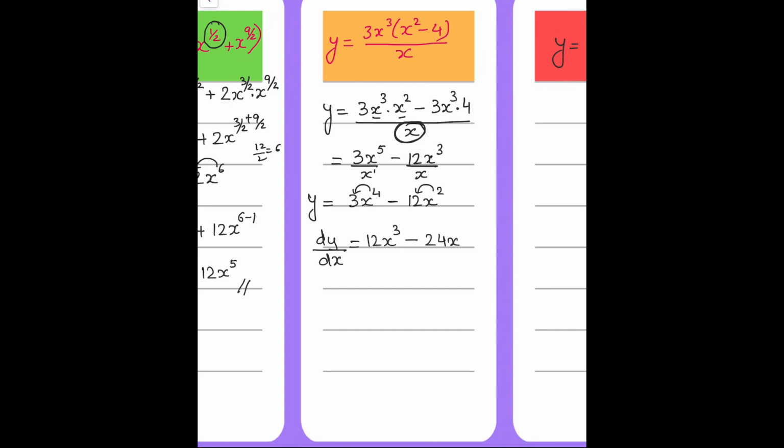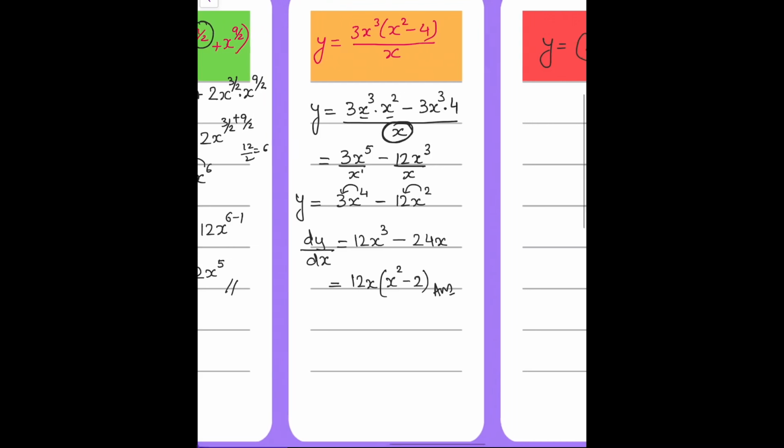All right, that is our answer. Or we can take 12 and x common here, just to make a more beautiful answer, in a more simplified form, right? You don't have to do that, but it's a good practice to see if you can take something common, right?